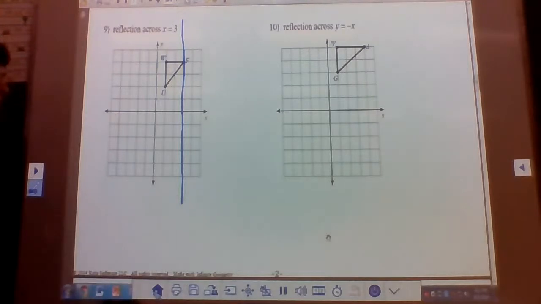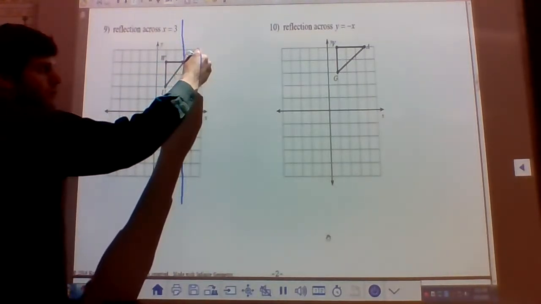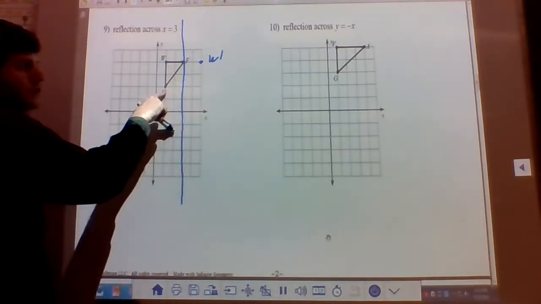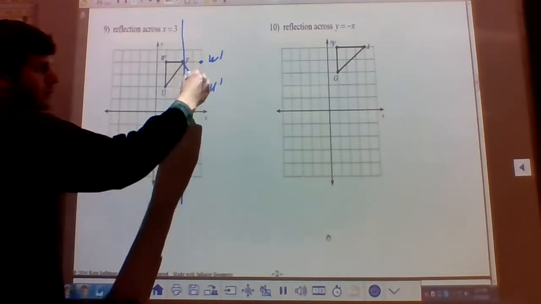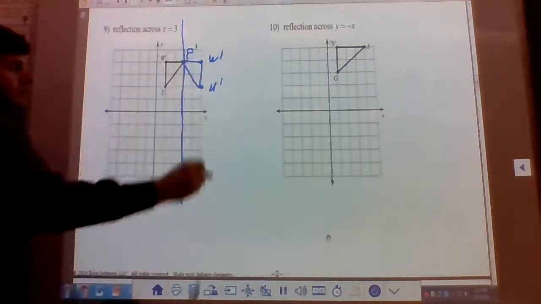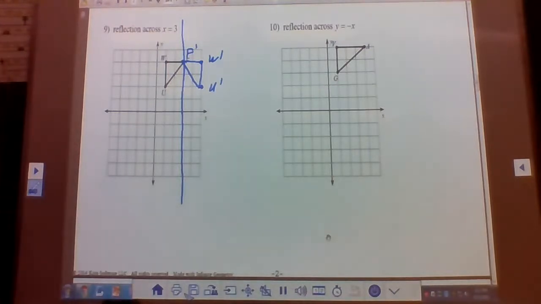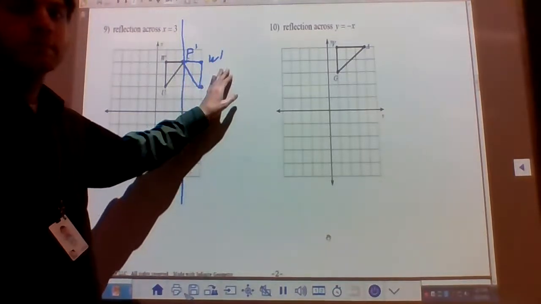Okay, F's going to stay the same because F's on the line. W is 2 to the left, so W prime is 2 to the right. U is 2 to the left, so U prime is 2 to the right. And then F prime and F are the same point. So we're reflected over the line x equals 3.